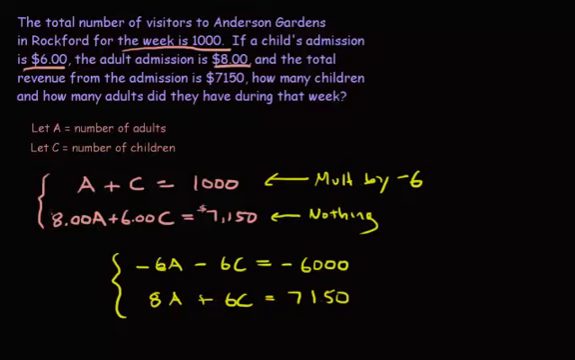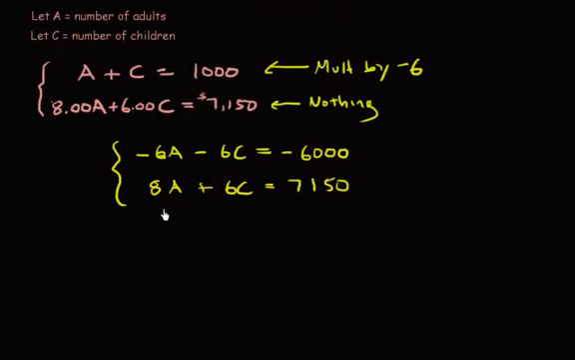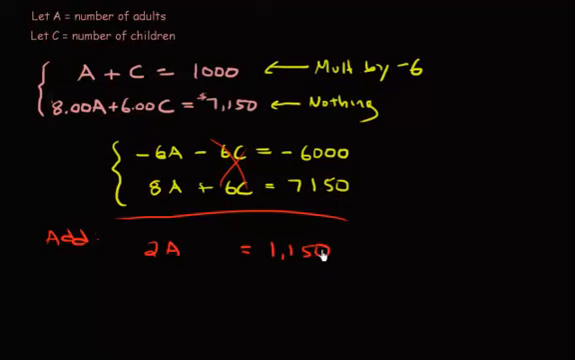So let's add the two together. All right, so negative 6A plus 8A, that equals 2A. Negative 6C plus 6C, those cancel. And then negative 6,000 plus 7,150, which will give me 1,150. And our last step, we would divide both sides by 2, and we would get 575 people.